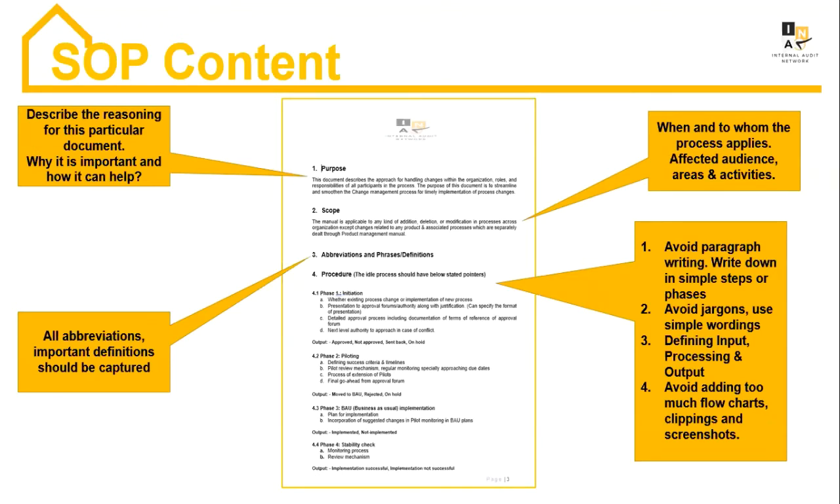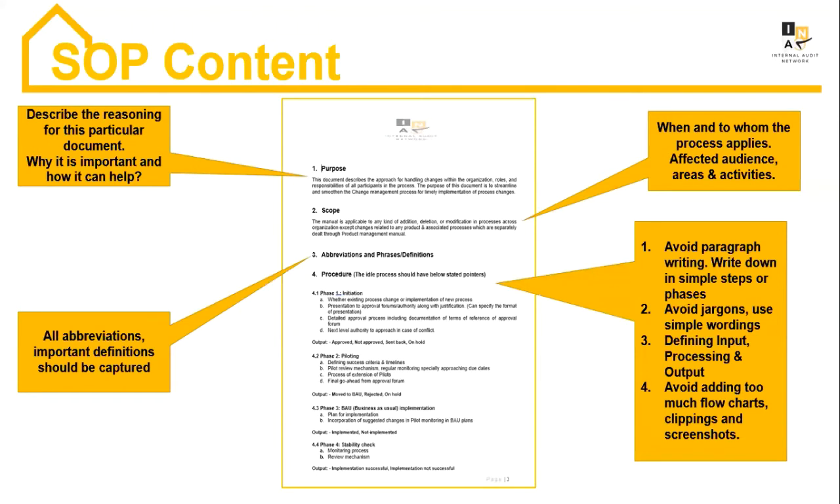Then all these pointers will be covered in the initiation, like the existing process change: how that person came up with it, what the justification is for that process change, what cost is involved, what we want to achieve with that process change. Then you have to define the approval process, like if you have an approval forum, you have to define the terms of reference of those approval forums. Now what is terms of reference?